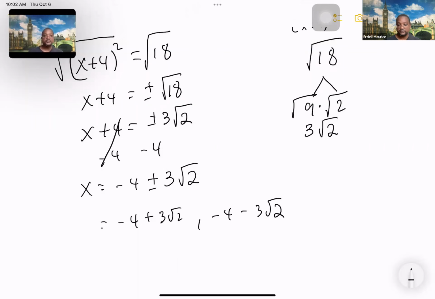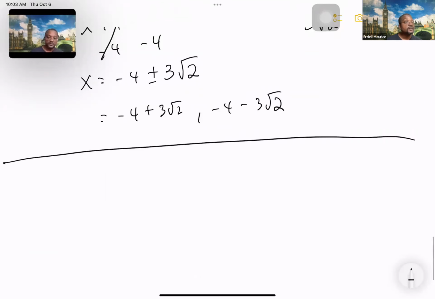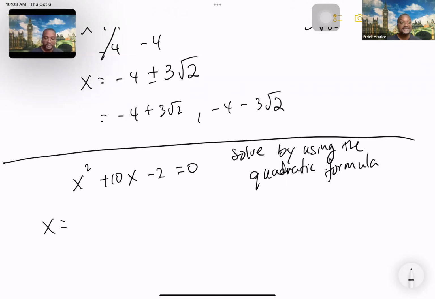All right. We could have asked also about the quadratic formula. So let's say I have the expression x squared plus 10x minus 2 is equal to 0, and you want to solve by using the quadratic formula. Of course, we will not give you the quadratic formula. You do have to have it memorized. Negative b plus or minus the square root of b squared minus 4ac all over 2a.